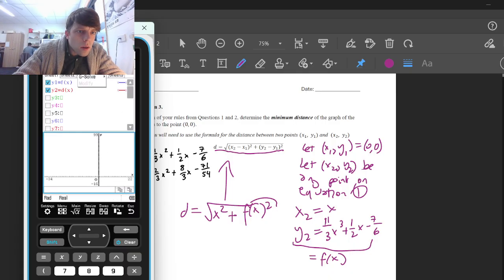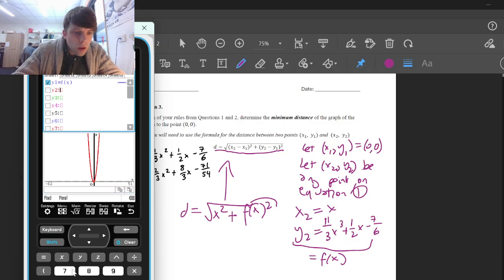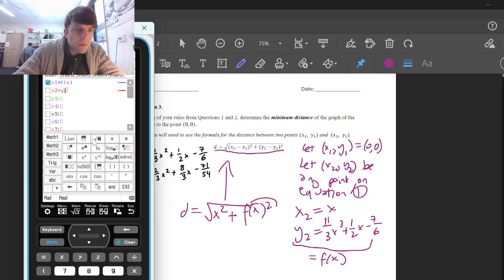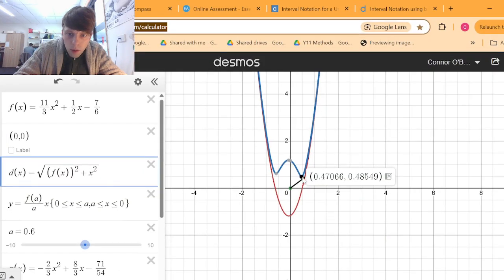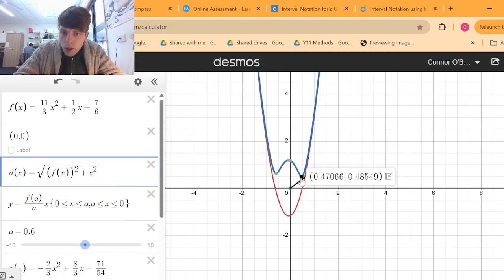Let's try again. So we'll zoom out, fully graph these two things. Doesn't seem to work on the CAS. I guess let's type it out in full. So we've got the square root of x squared plus f(x) squared. Hopefully that works this time. Oh, interesting. Well, I guess it worked for us on Desmos, so we can clearly see that the absolute minimum is going to occur right here.